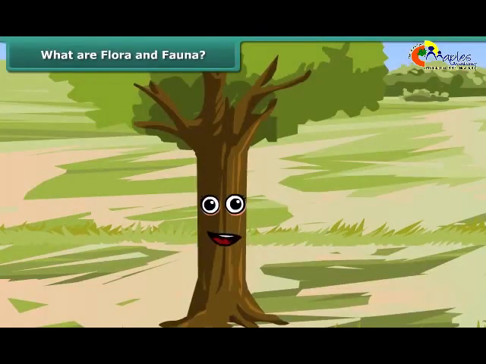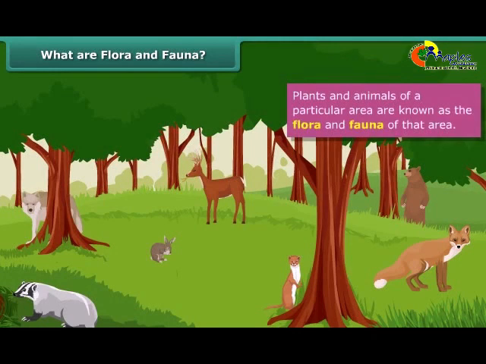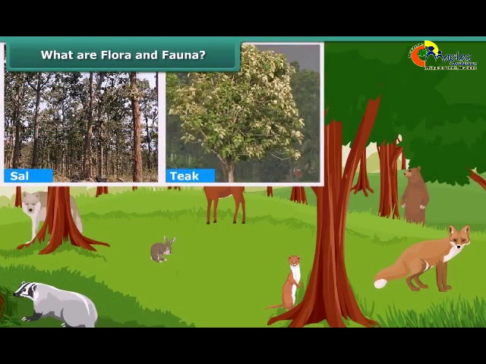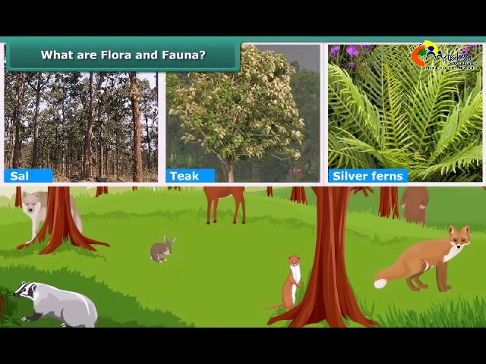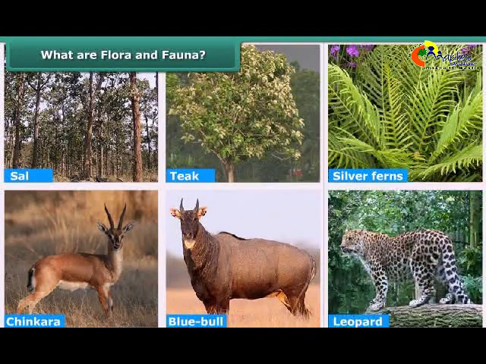Students, you must have observed that some animals and plants typically belong to a particular area. Plants and animals of a particular area are known as the flora and fauna of that area. For example, sal, teak, silver ferns, etc. are the flora and chickenara, blue bull, leopard, etc. are the fauna of the Pachmarhi Biosphere Reserve.